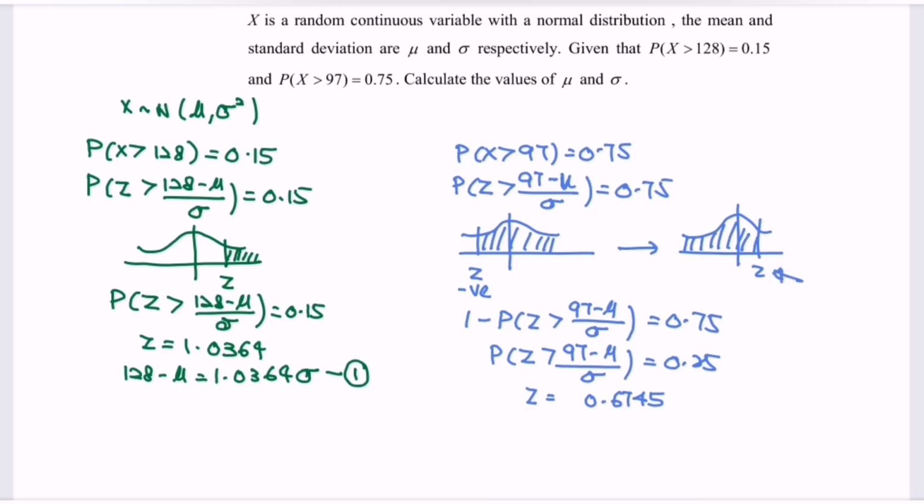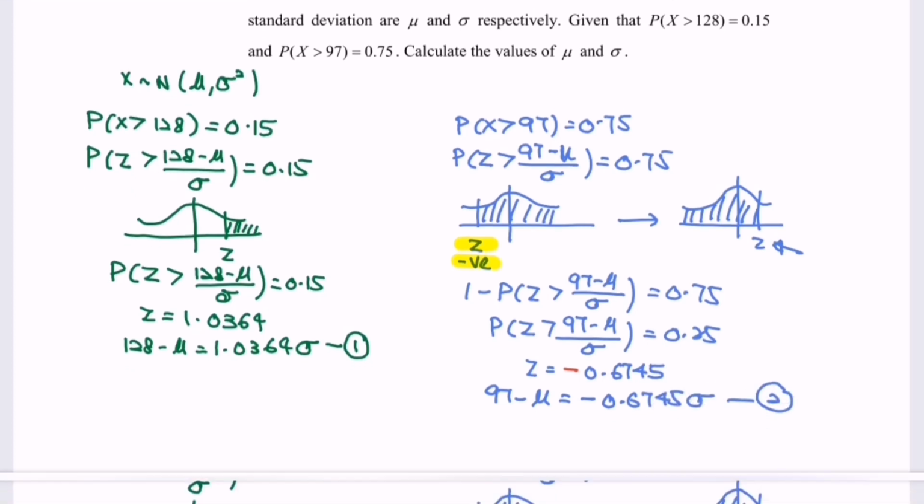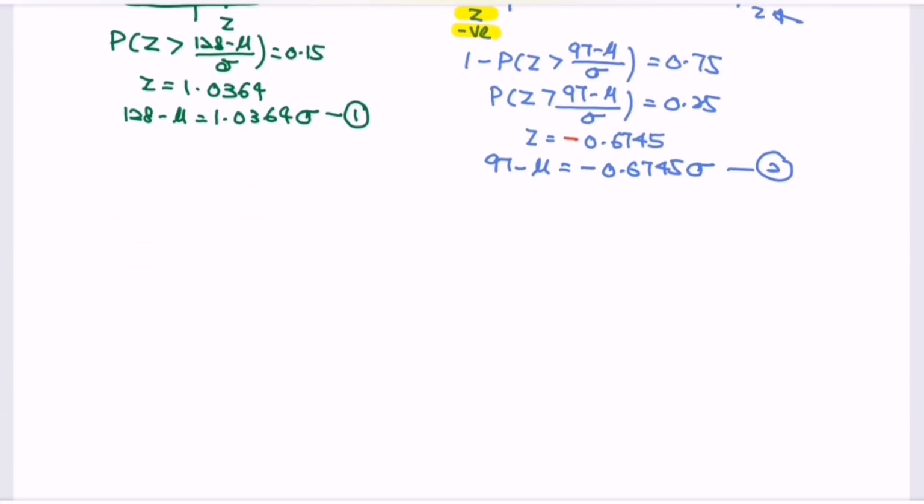If you refer to the diagram, the original z actually is located on the left hand side, where we have the negative sign. So now z will be 97 minus mu equals negative 0.6745 multiplied with the standard deviation, and we name it the second equation. If we continue, what we have to do is eliminate the mu. My suggestion would be the first equation minus the second equation.